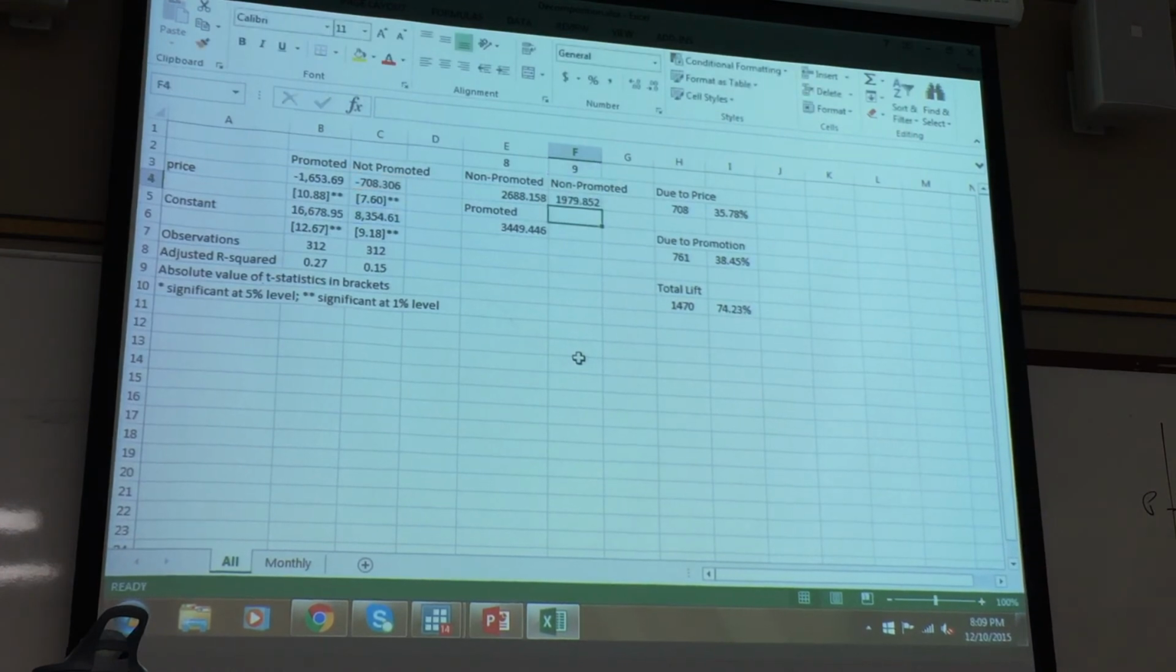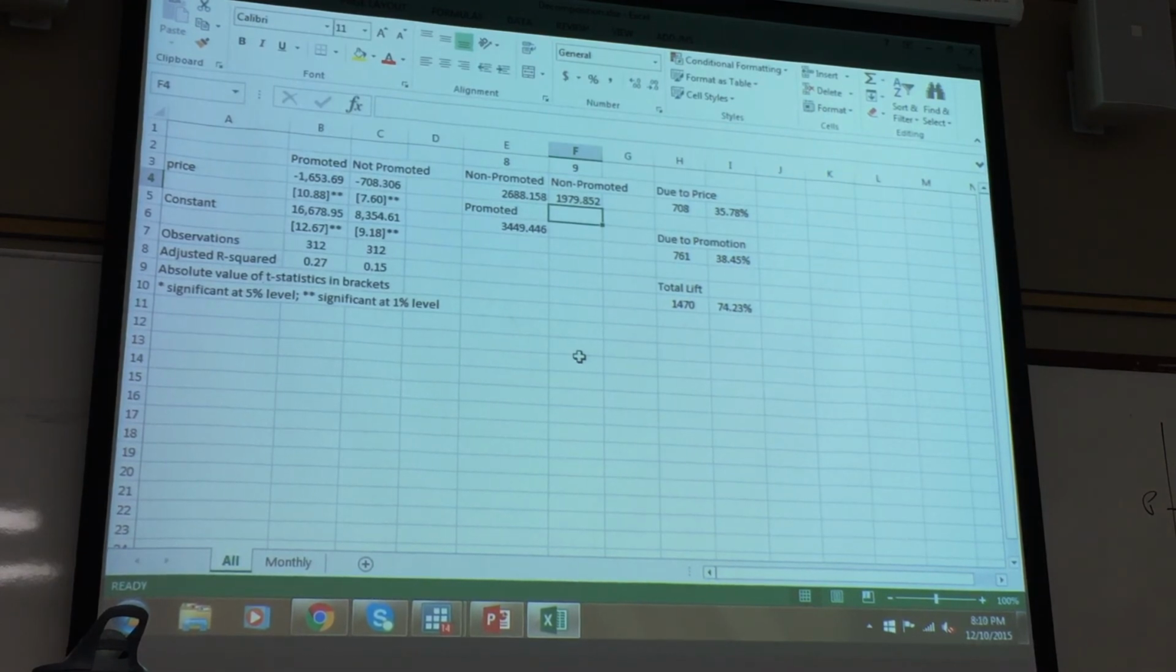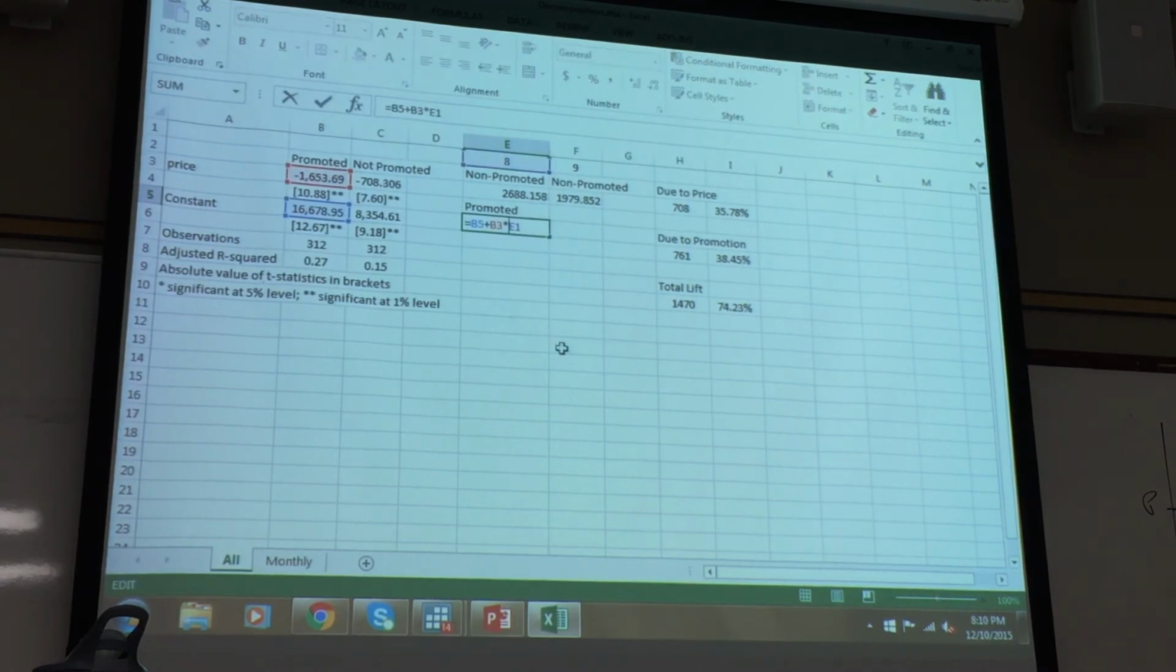which will give us 1979. This is the promoted demand evaluated at the promoted price. Is that right? Looks right.